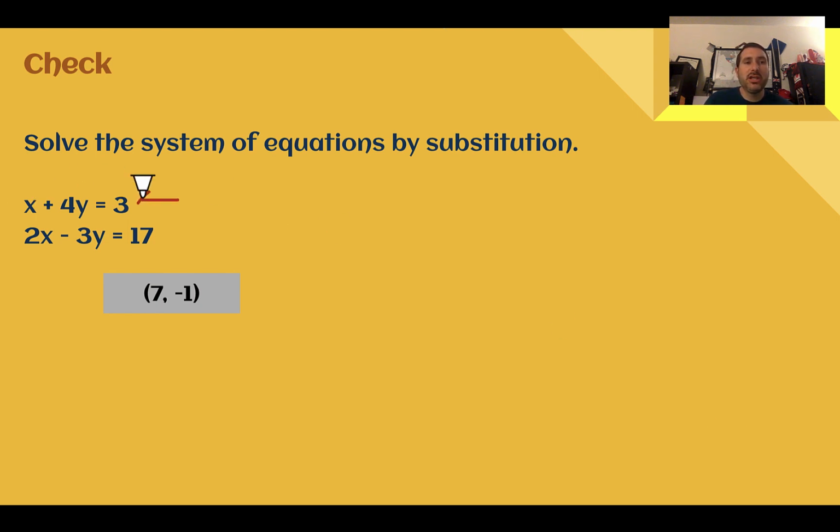In this top equation, y is not the easiest thing to solve for. X is almost already by itself. I would just have to subtract 4y from both sides, and x is all alone. So after that, instead of plugging in for y like we've been doing, I'm going to plug in 3 minus 4y in for where x was. The rest is pretty much the same.